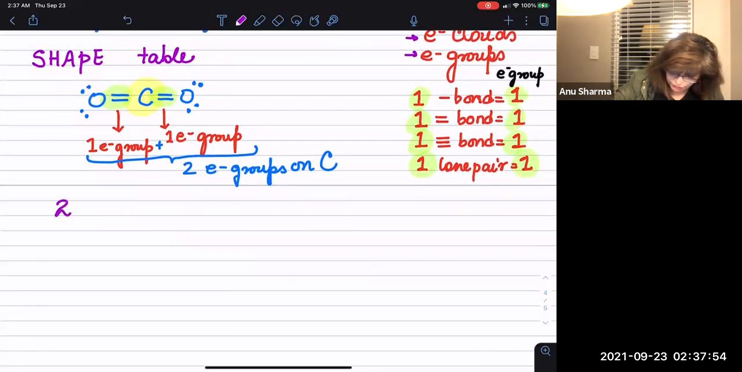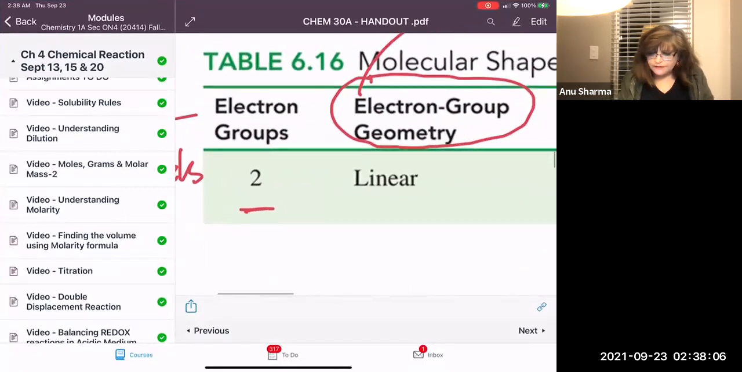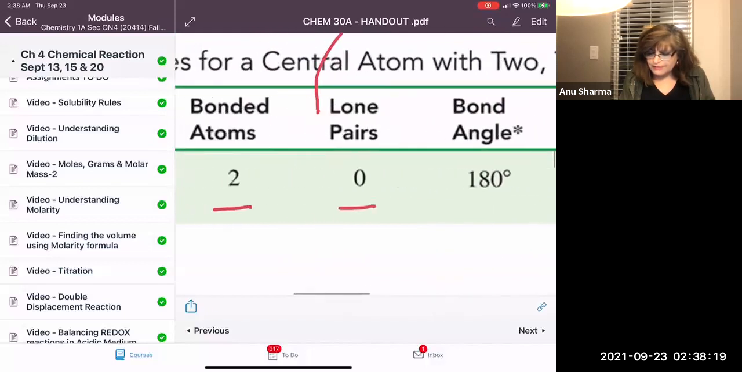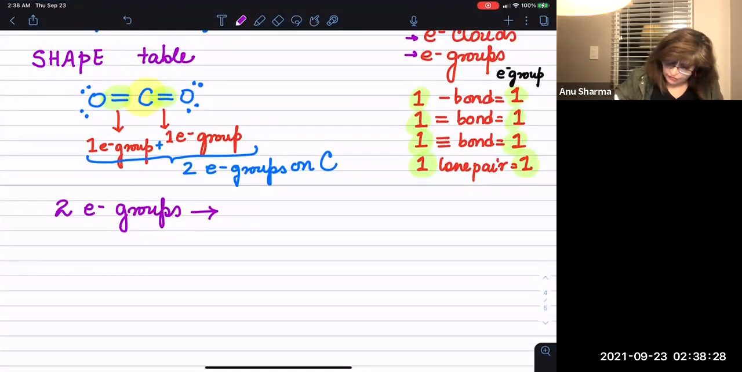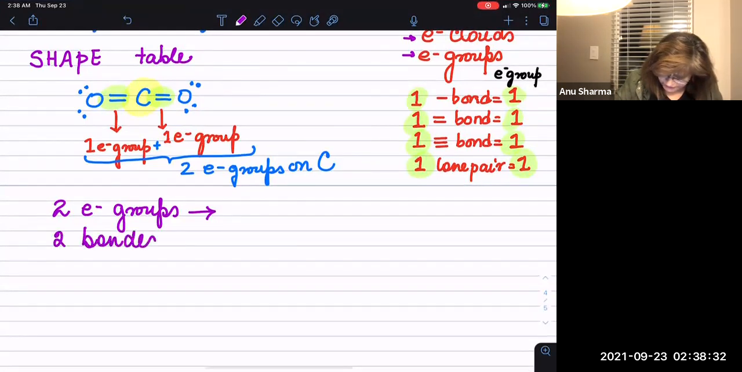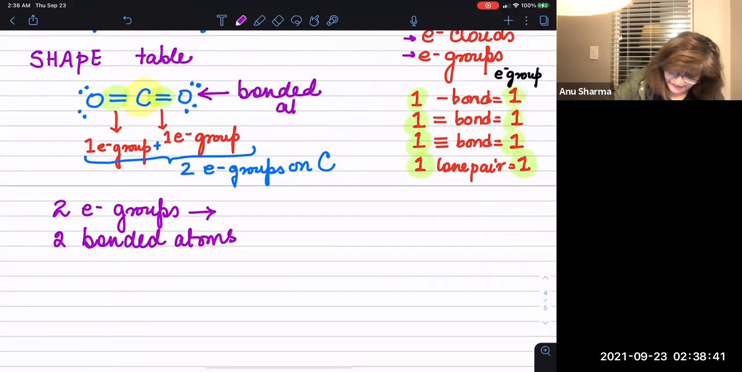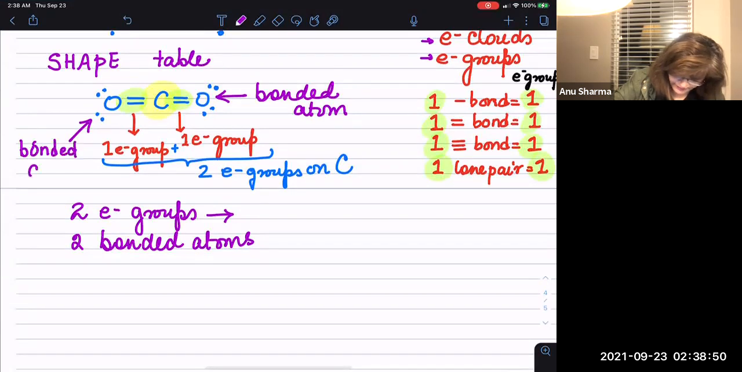Now two electron groups correspond to which shape? Look at the table. Two electron groups is this. If the question is asking for electron group geometry, it is linear. If the question is asking what's the molecular shape, it is linear. They have shown you this in three dimensions, but also two bonded atoms. Let's write this down: two electron groups and two bonded atoms. Which ones are those? This is a bonded atom, and this is a bonded atom. So two bonded atoms on either side of the central atom.